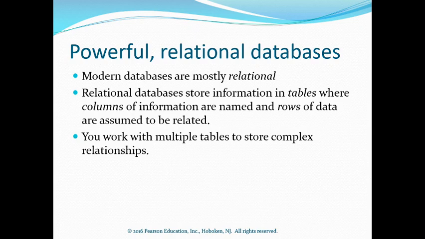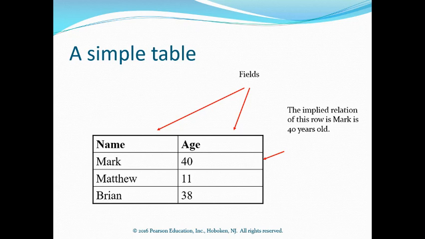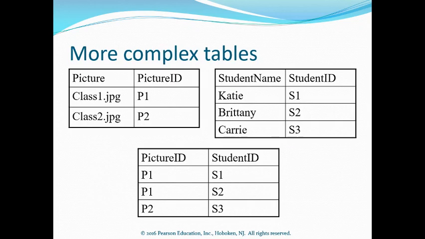Relational databases store information in tables where columns of information are named and rows of data are assumed to be related. You can work with multiple tables to store complex relationships. So here's a simple table. We have a column for name, we have a column for age, and we insert 3 rows, Mark, Matthew, and Brian. And the implied relation of this row is that Mark is 40 years old, right? Because the row has the relation.